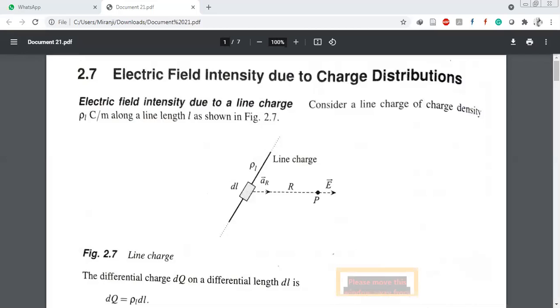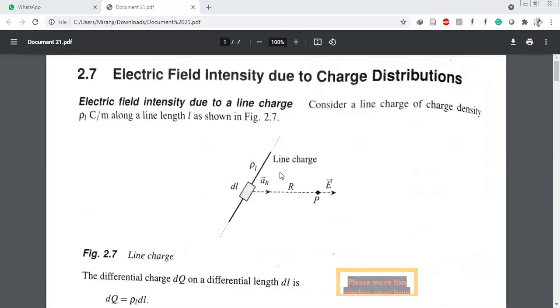So, what did we learn in yesterday's class? We discussed different charges and charge densities: point charge, line charge, surface charge, and volume charge, and their respective definitions. So today's topic is electric field intensity due to charge distributions.